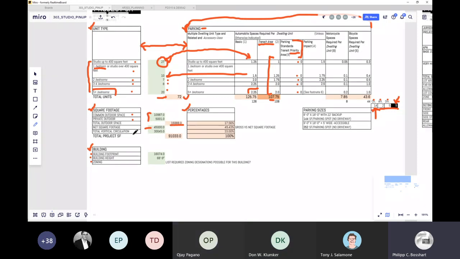Also, you're asked to identify total vertical circulation as a measure, right? So you have your elevators, you also have your staircases, right? So we're looking to split this stuff into a square footage. So take your cores essentially and measure those. Tabulate that. So should give you a total.